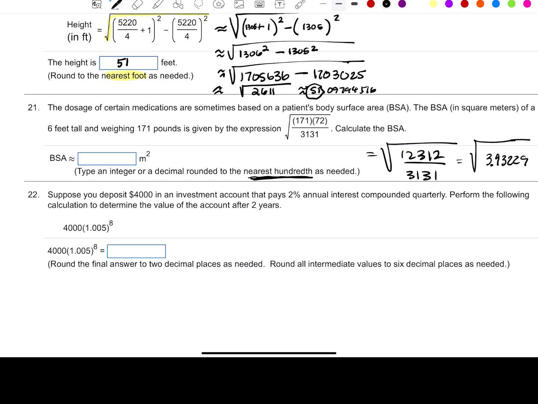So I've got to go second, x squared, 3.93229. And I get that it's approximately 1.9830, but to the nearest hundredth, remember, is 2 places, like there are 2 zeros in 100, so it's 1.98. So the BSA is 1.98 square meters.